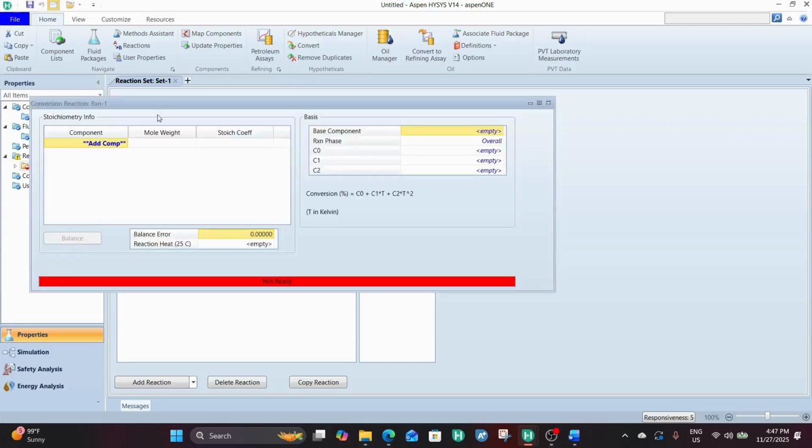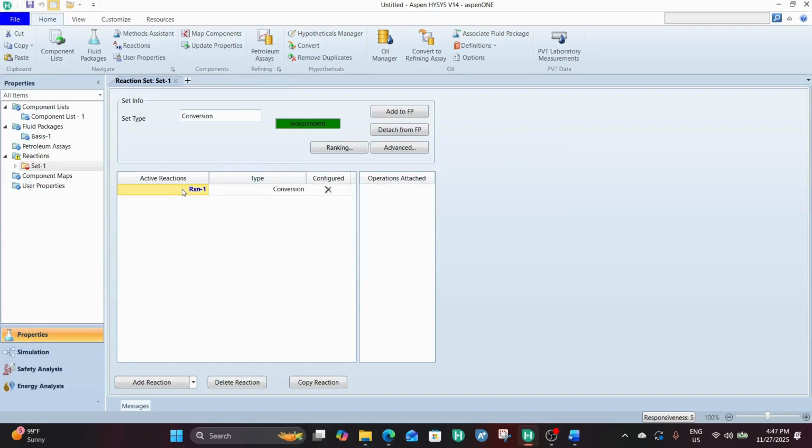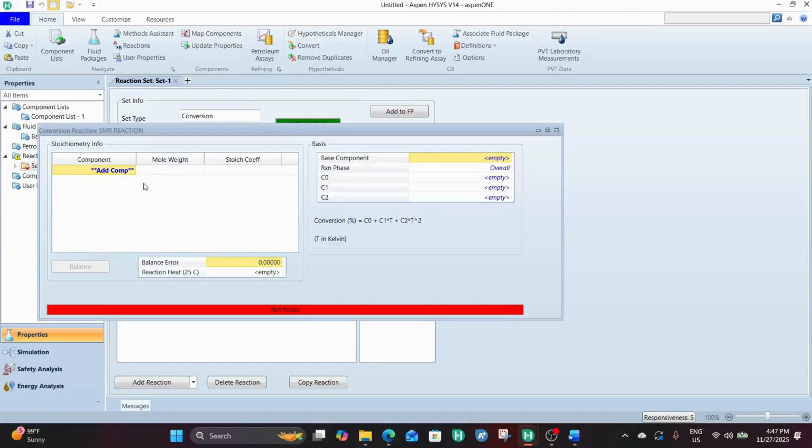Next, we could just double click on this and select the component. Mind you, you could name this active reaction. We could call this SMR reaction, named for easy reference. Then we double click to go inside, and then we add our components that undergo the reaction. Remember, we're having methane, H2O, and then for the products, we're having hydrogen and carbon monoxide. That's the reason why we added hydrogen and carbon monoxide to our components.